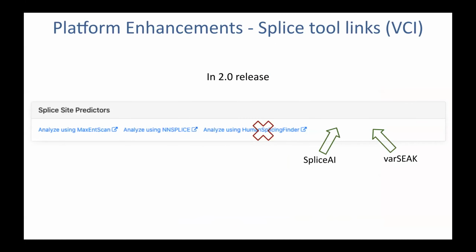So in the VCI, we're updating our links to splicing tools. We'll be taking away the Human Splicing Finder because it's now behind a paywall, and replacing it with links to 2 new tools, SpliceAI and VCI. The SpliceAI link, for instance, will take users directly to the Broad Institute's marvelous new SpliceAI lookup to view splicing data on your variant.